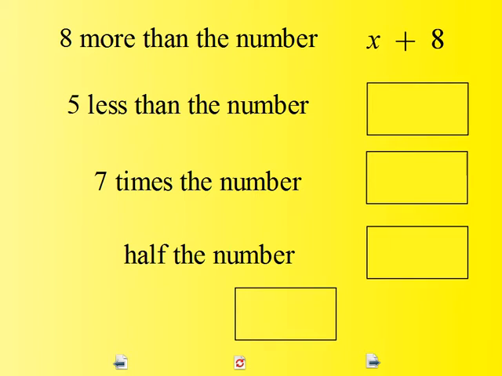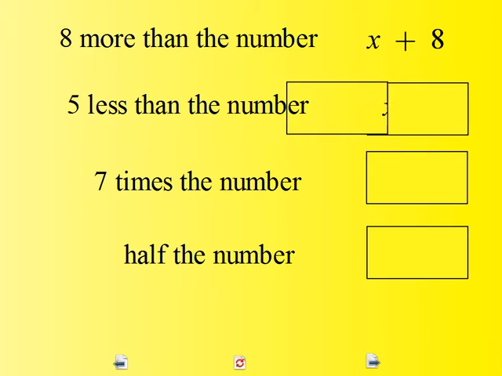Well, what about 5 less than the number? Well, think about it before I reveal it. We have a number and we want 5 less than whatever that number is. Well, if we call our number x, then 5 less will be x, take away, was minus 5. That makes a lot of sense.